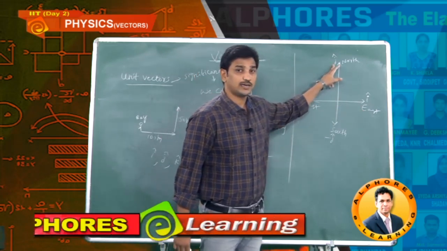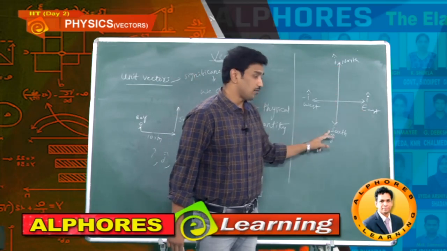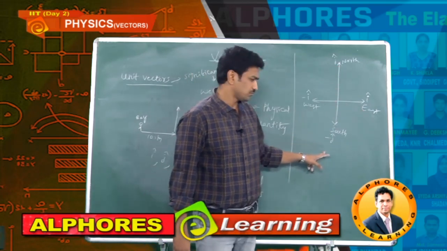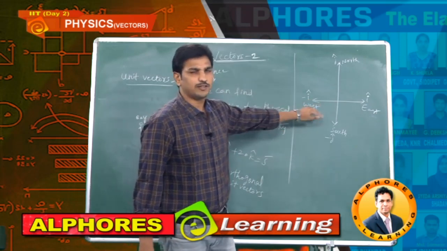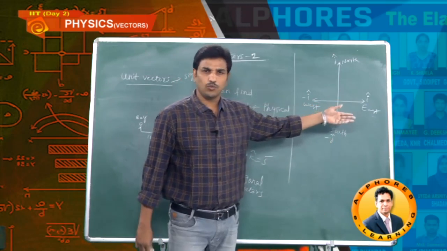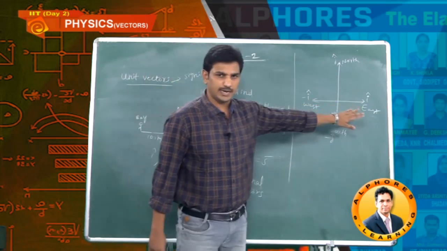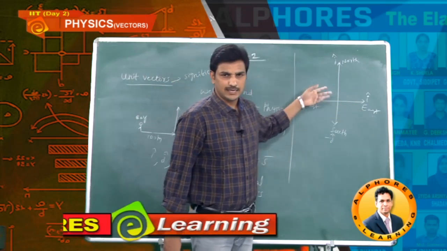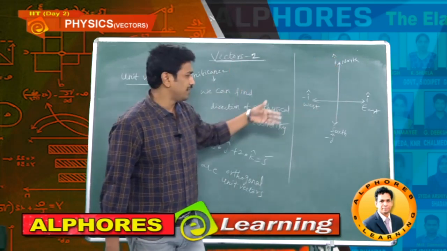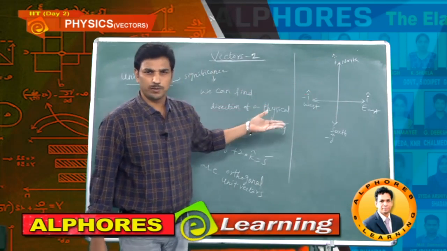North direction I can represent with j cap. South direction I can represent with minus j cap. This is just one of the notations we will follow. East, one of the directions, I have given as i cap. West I have given minus i cap. North I have given plus j cap. South I have given minus j cap. Similarly, you can give different directions also, no problem.